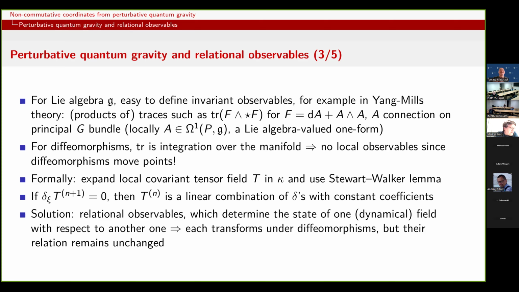Yes, please. Sorry, I have a question about these tensors. You have this condition that some expansion coefficient of this tensor is a linear combination of deltas with constant coefficients. How could it be? Because deltas are deltas. But deltas of what? There's something missing here.